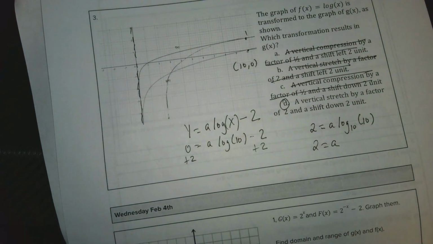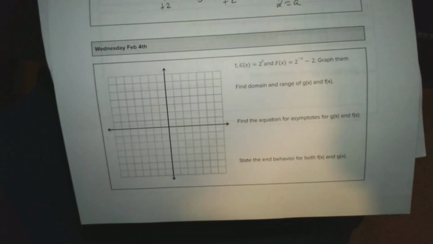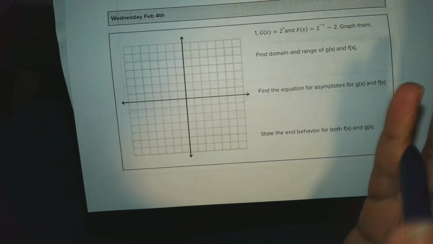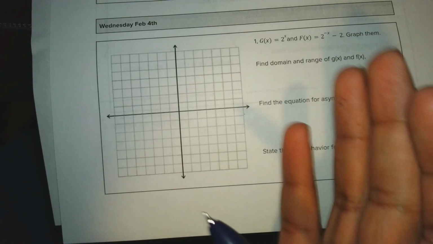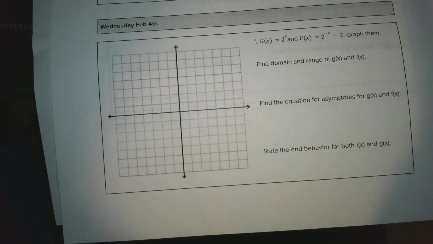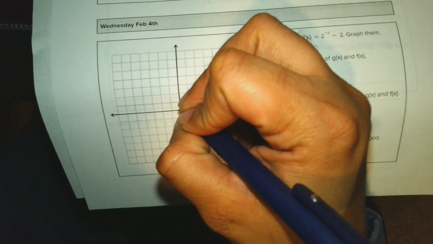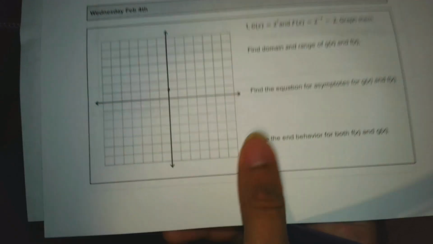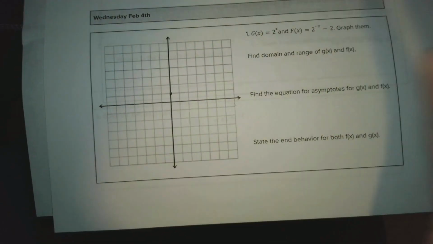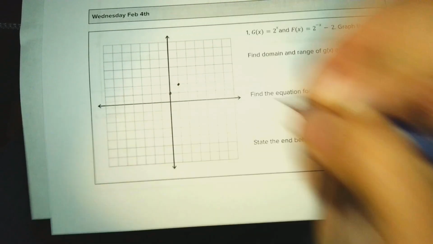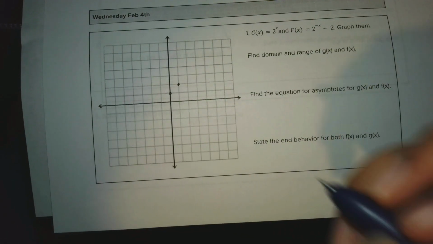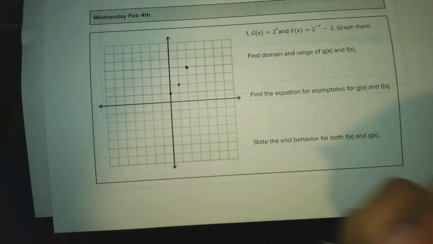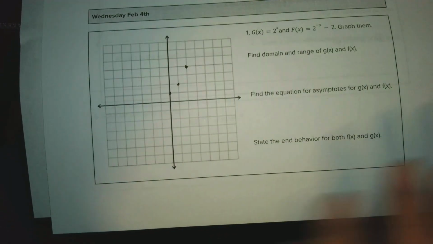Alrighty. They're asking me to graph g of x and f of x. I'm just gonna first graph g of x, 2 to the power of x. Plug in points, it's gonna help you. That's the best thing I would say, always plug in points. Plug in 0, starting with that. 2 to the power of 0 is 1, so first point is right there. Now plug in 1, 2 to the power of 1 is 2, next point is right there. 2 to the power of 2 is 4, so it's right there. 2 to the power of 3 is 8, which is outside of my grid.